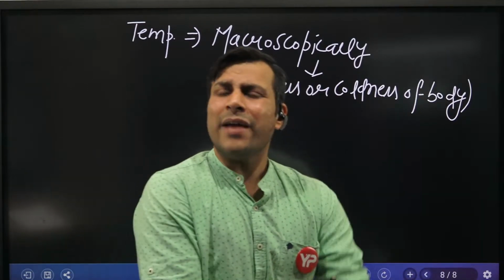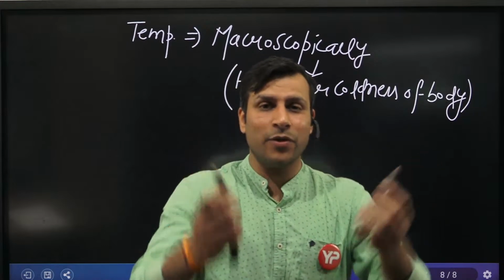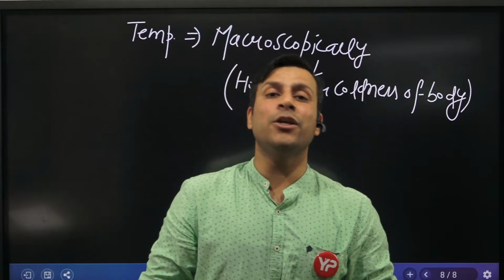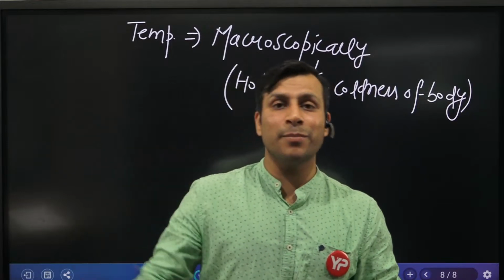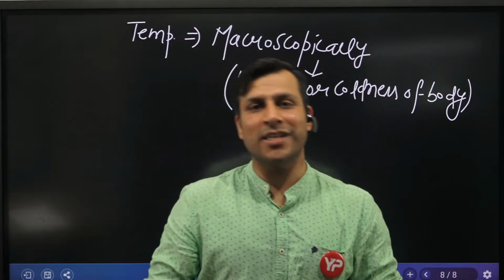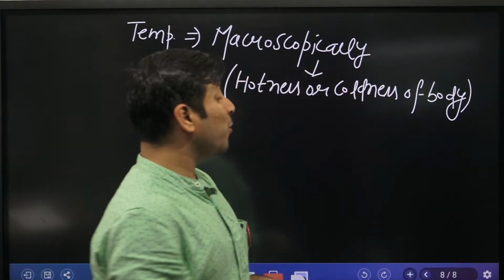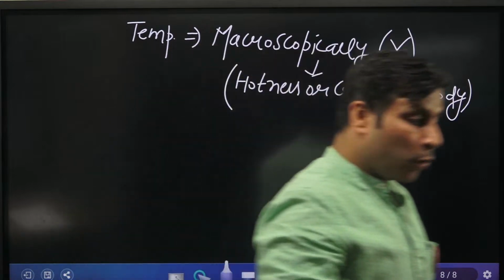Every time you touch an object, the hotness or coldness is different. Generally, when you touch a metallic object in winter, you find that object very cold as compared to wooden objects. So that's why we say this is a macroscopic approach, and this is not right. I told you why it is not right.